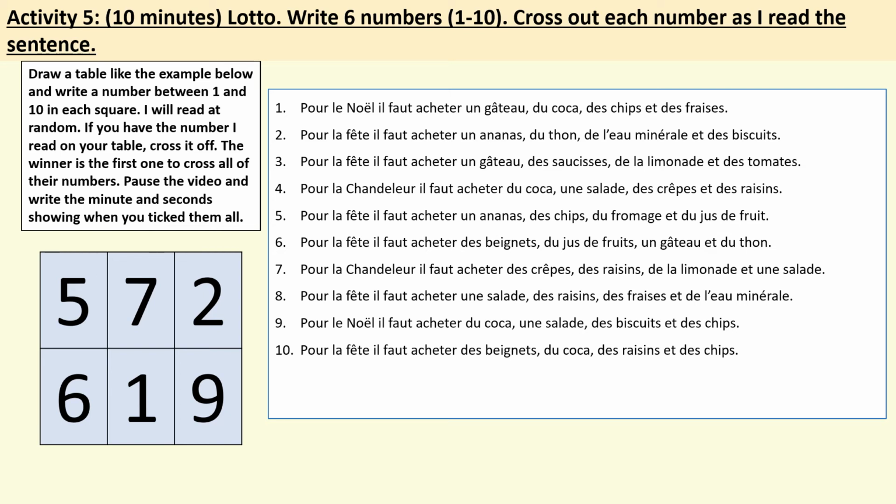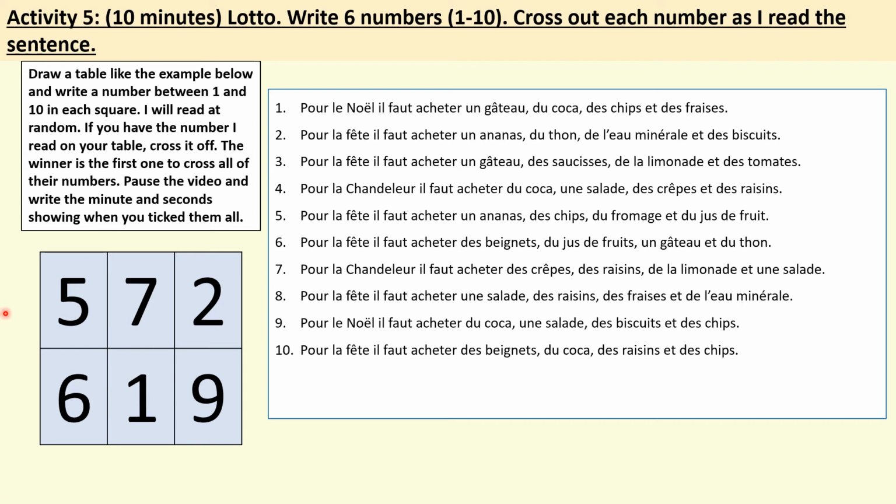So I want you to look at the table and I want you to write down 6 numbers in a table, just like here, that are between the numbers of 1 and 10. I'm going to read it random from these sentences here. And if that number is on your table, you cross it off. So, for example, if I said number 5, pour la fête, il faut acheter un ananas, des chips, du fromage et du jus de fruits, you're going to cross off number 5 on there.